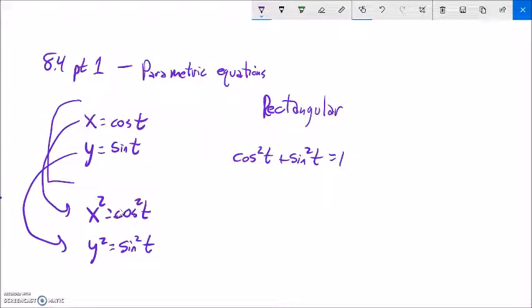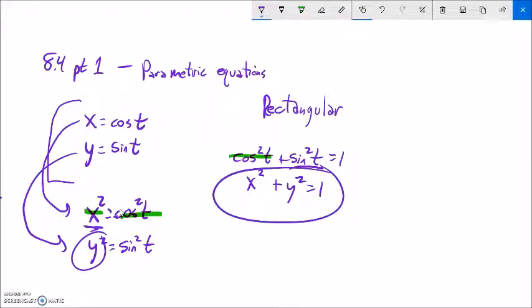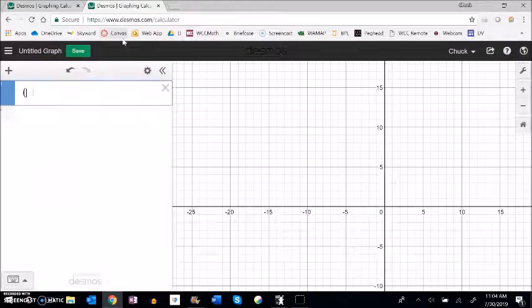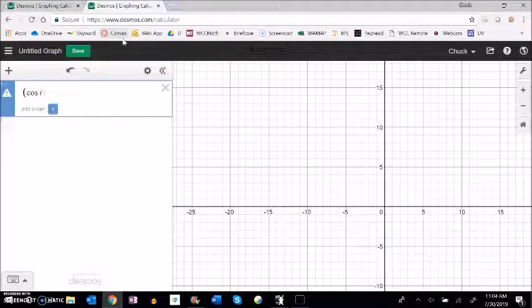So notice if cosine squared equals x squared, these two things are equivalent to each other. So wherever there's this, I could replace it with this. So that's just an x squared. Similarly, sine squared is y squared, so I can replace this with that. And it's in rectangular form. Let's graph these and check them out on Desmos. This was cosine, and this was sine.